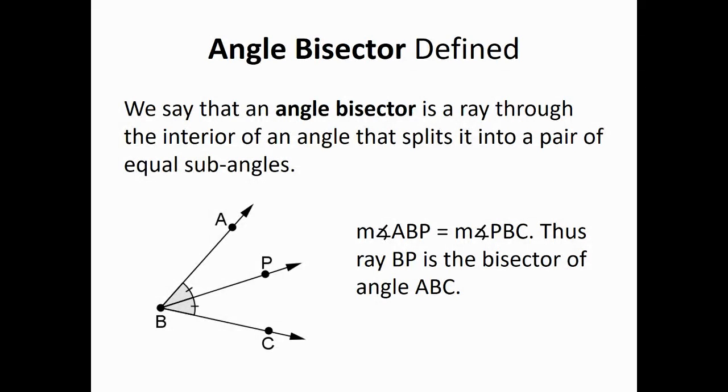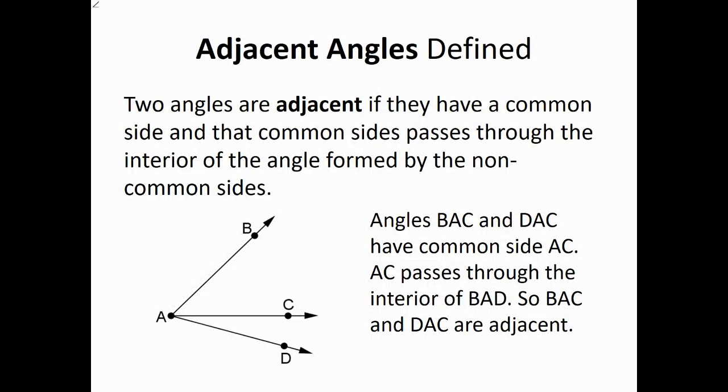So look at, in the diagram, angle ABC. What we've done is we've placed the ray BP in its interior such that the two sub-angles that result, that is angle ABP and angle PBC, are equal to one another. So that makes BP a bisector. So do be careful about this. Bisector doesn't mean simply cut into two parts. It means cut into two equal parts.